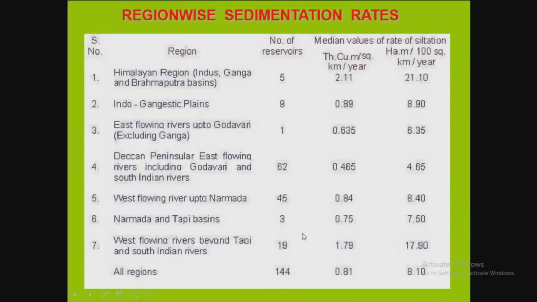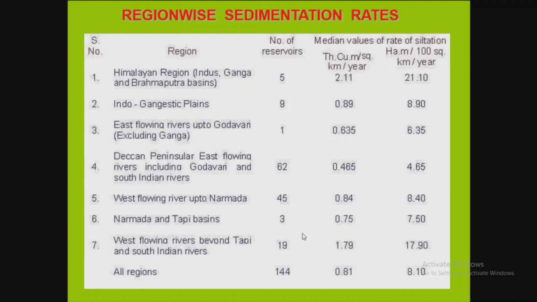Now there are some charts and tables also prepared by the Central Water Commission, based on surveys they have done: 5 reservoirs in the Brahmaputra Basin, the Gangetic Plains, 9 reservoirs, East flowing rivers, 1 reservoir, Godavari. Deccan Peninsula Zone, 62 reservoirs. Like that, West flowing rivers Narmada and Tapi, 45.